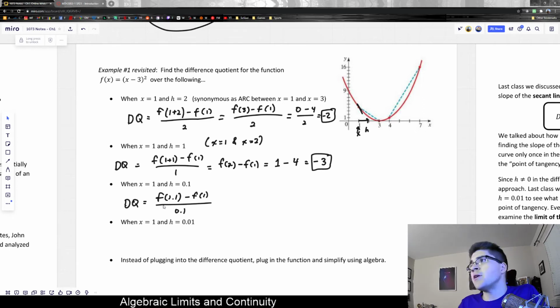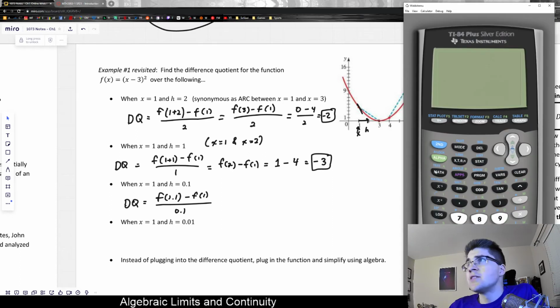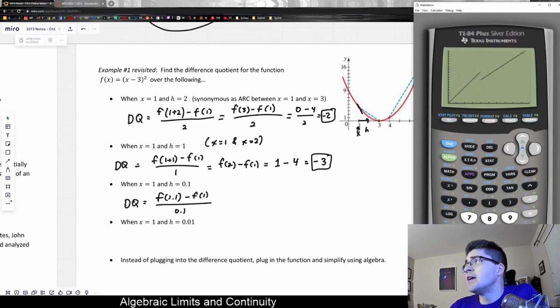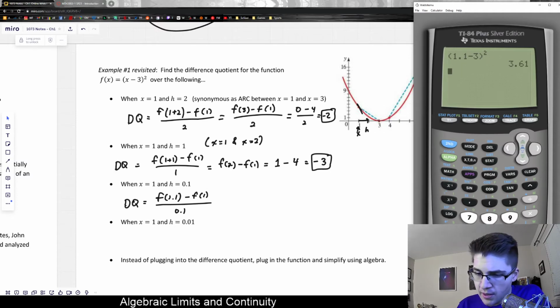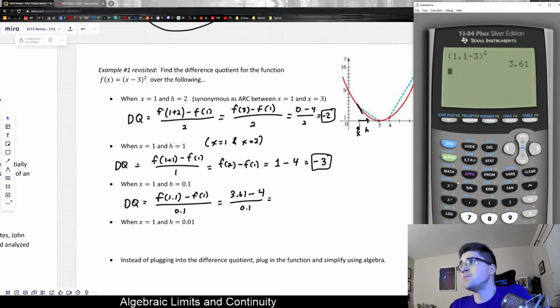So f of 1.1, let's go ahead and grab our calculator so that we can figure that out without having to do the math. So I would have 1.1 minus 3 squared. That would be f of 1.1, and that's going to be 3.61. So I'm going to have 3.61 minus f of 1, which we already know to be 4, divided by 0.1. And that should give me the slope of that much tinier window.